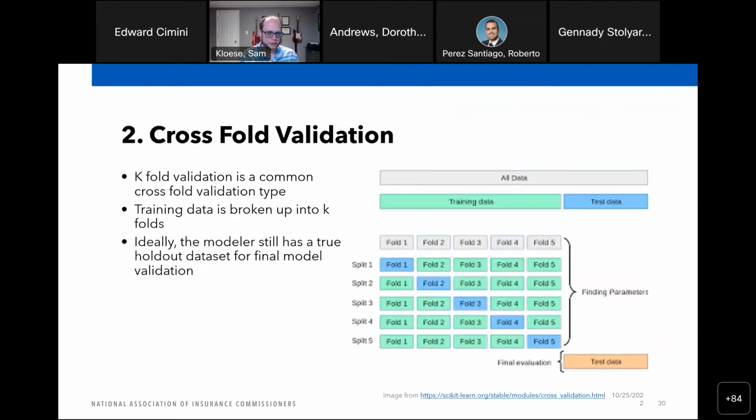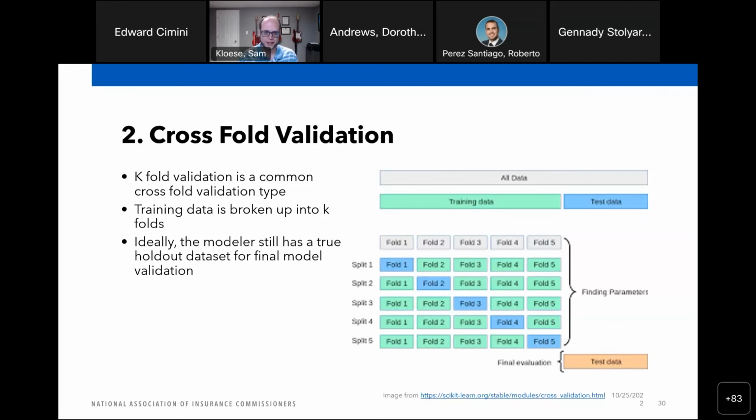So another thing you could look at would be cross-fold validation. K-fold validation is a common cross-fold validation type. In this case, the training data, you break it up into 5 folds. And then ideally, the modeler still has a separate true holdout data set for final model validation. So looking at the diagram to the right.